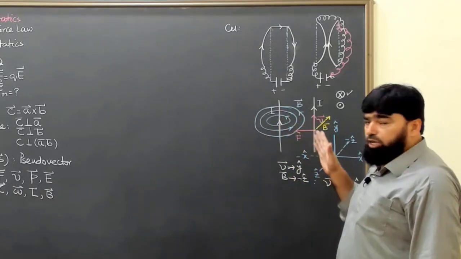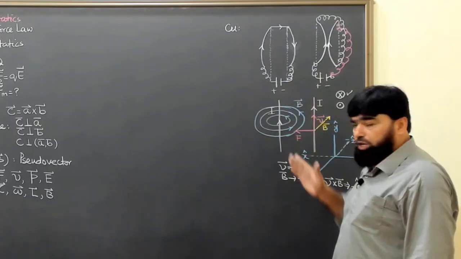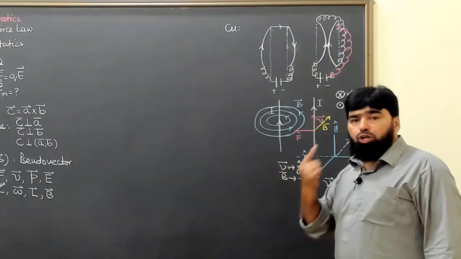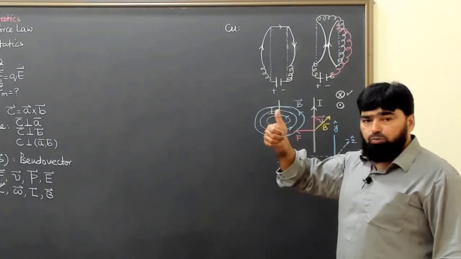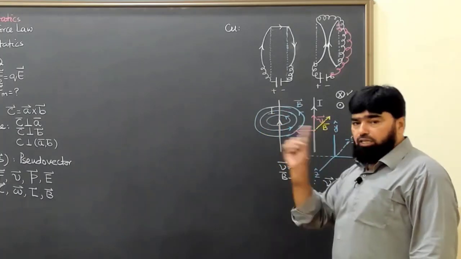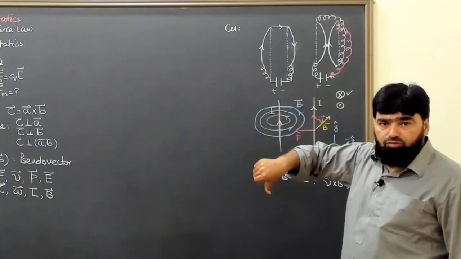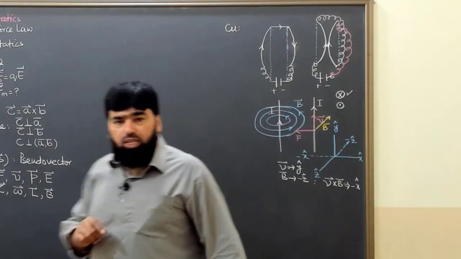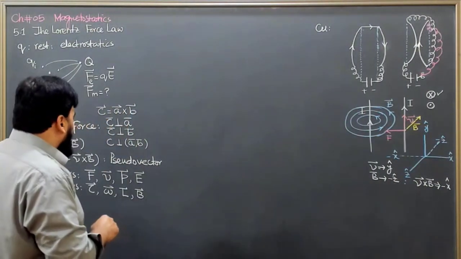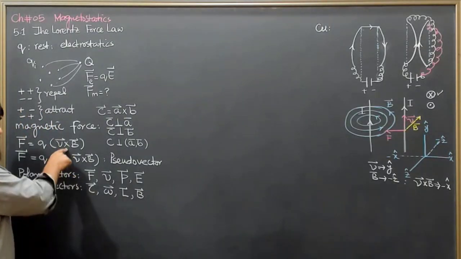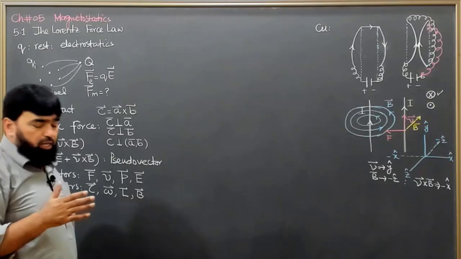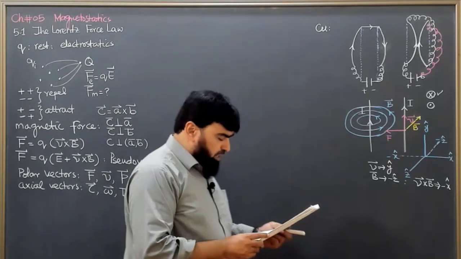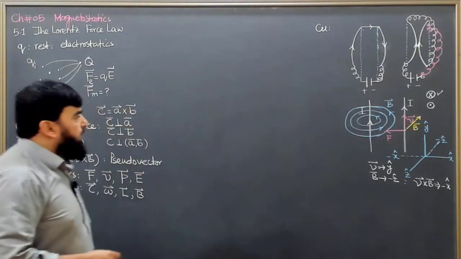So if the current is going in a line, the magnetic field goes around it. If current is going around like this, then the magnetic field will be upward. If current is going the other way around like this, then the magnetic field will be in the downward direction. So the magnetic force is the result of a cross product here. So it will be in a direction which is perpendicular to the plane of both the components V and B.